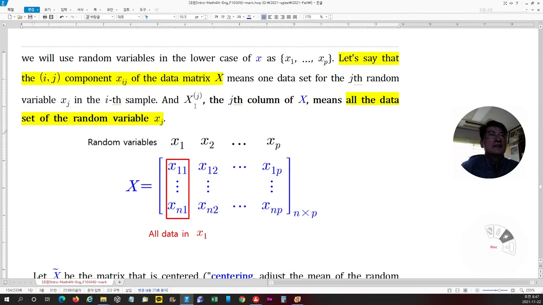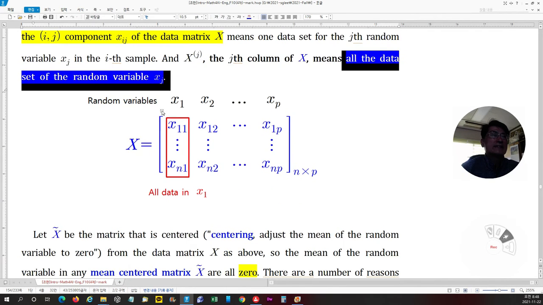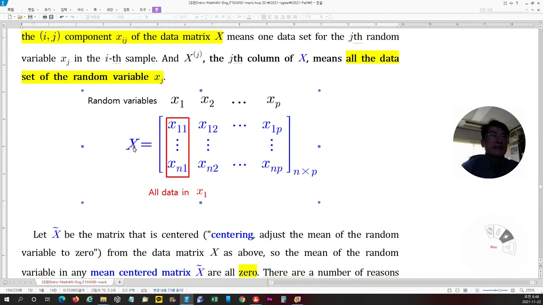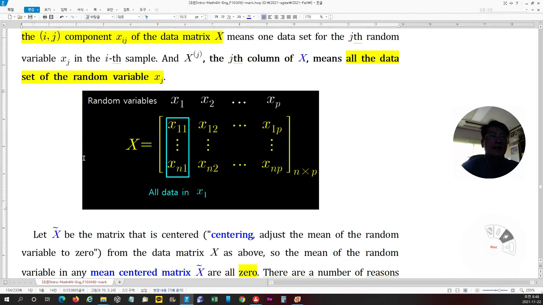and the j-th column of the matrix X means all the data of the random variable x_j. So here, X is a data matrix, and these x_i's are random variables. The first column means all data in x_1, and the second column holds all the data in x_2, etc. So we will have an n by p data matrix.